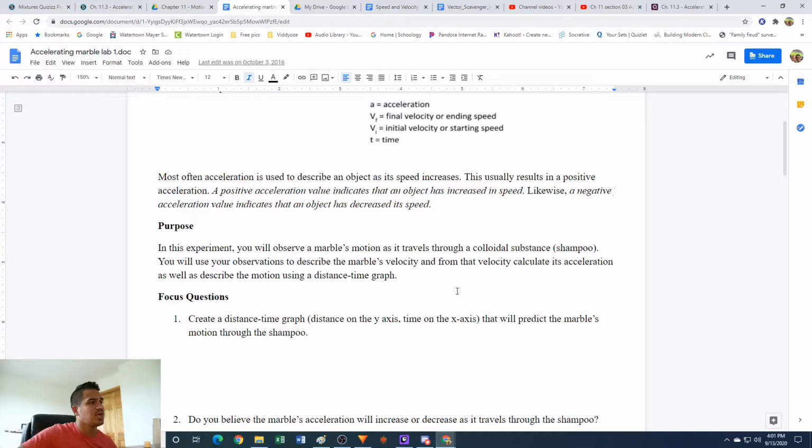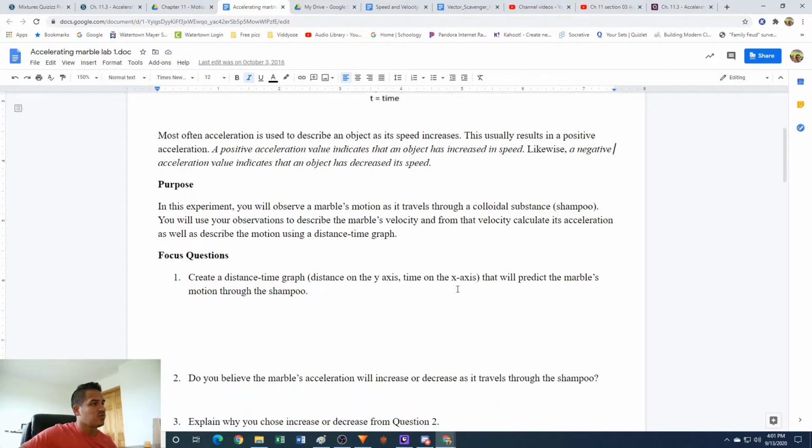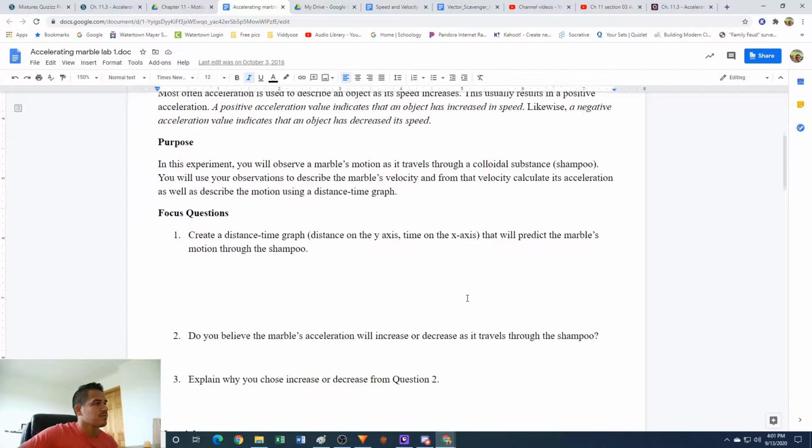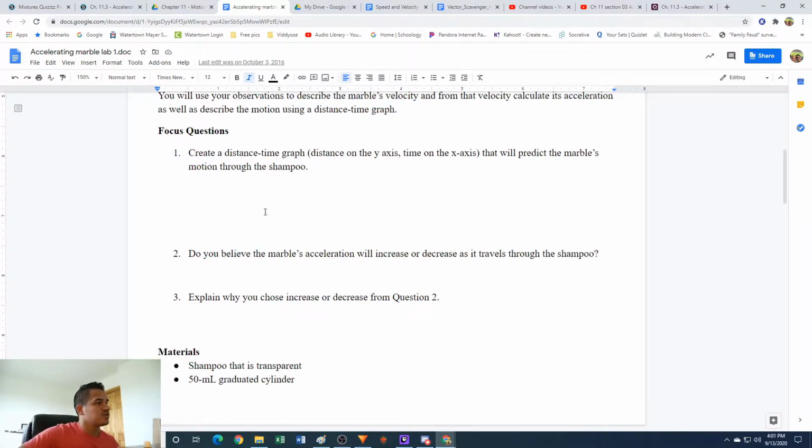So in this experiment, we're going to observe a marble as it moves through a colloidal substance, or shampoo or body wash. And we're going to use our observations to describe the marble's velocity, and then we're going to calculate its acceleration and make a distance time graph. All right, so there are some focus questions here, and this is what we're going to answer before we jump into the actual lab portion.